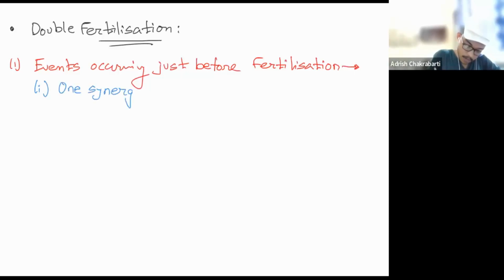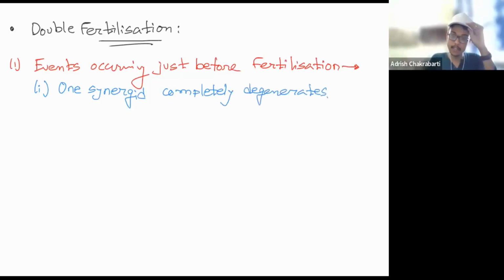So the first point is one synergid completely degenerates. We had two synergids. You have to remember that the synergid had the filiform apparatus, which guided the pollen tube into the embryo sac.